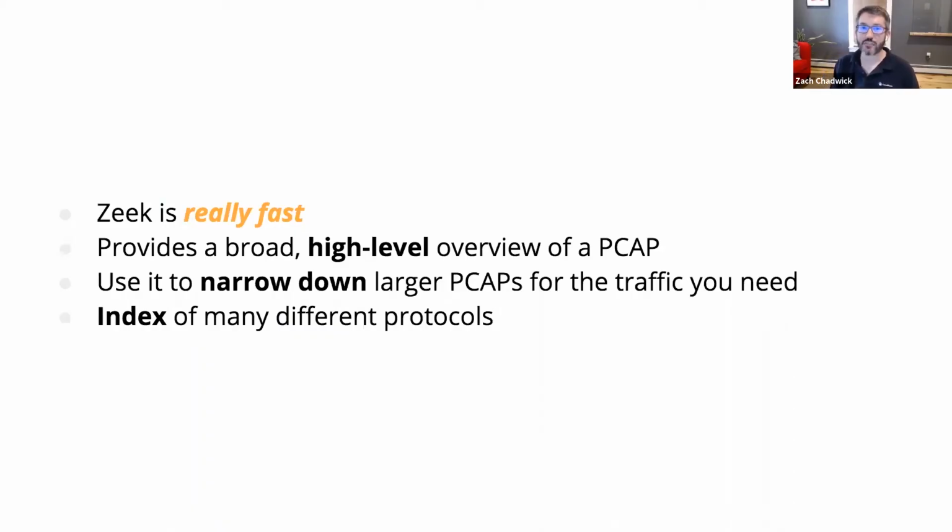For starters, Zeek is really fast. It doesn't need to do the entire depth of the packet decode, so it can be a lot faster going through big, giant files. Like I said, it provides this broad, high-level overview of a PCAP. It summarizes everything that it sees, and you can use that to narrow down what traffic you're interested in. Zeek will give you that broad overview. It's sort of like an index across all the different protocols and files that it knows about, which you can then use to dig deeper into those packets.